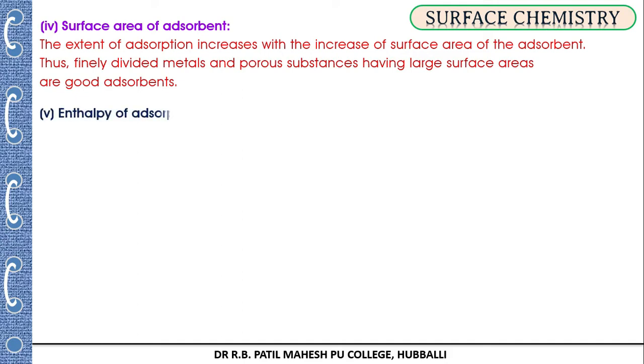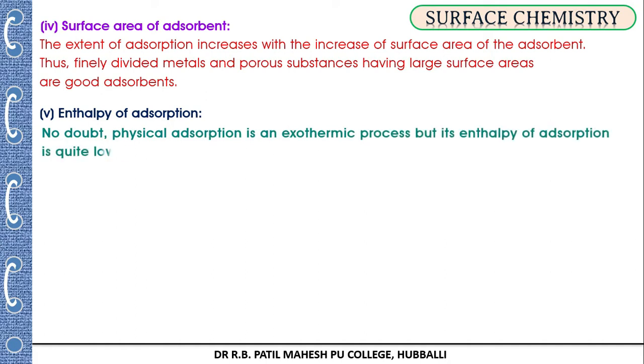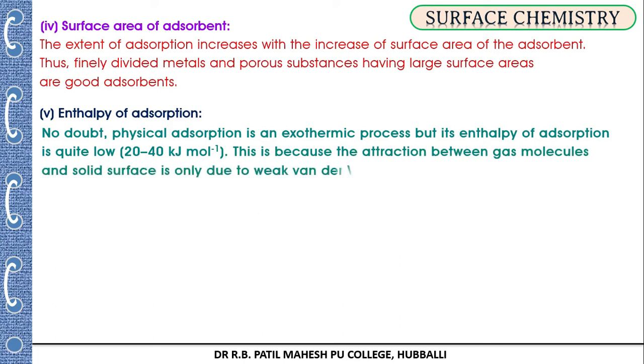Enthalpy of adsorption. In the case of physical adsorption, we know that weak van der Waals force of attractions are involved, hence enthalpy of adsorption is going to be low. It is of the order of 20 to 40 kilojoules. Okay, so in the last session only we studied that adsorption, whether it is a chemical or a physical, is exothermic. But in physical adsorption, what happens, students? Only weak van der Waals force of attraction, hence that enthalpy of adsorption is low, 20 to 40 kilojoules per mole.